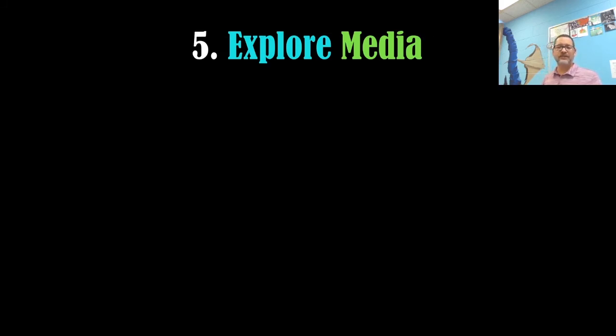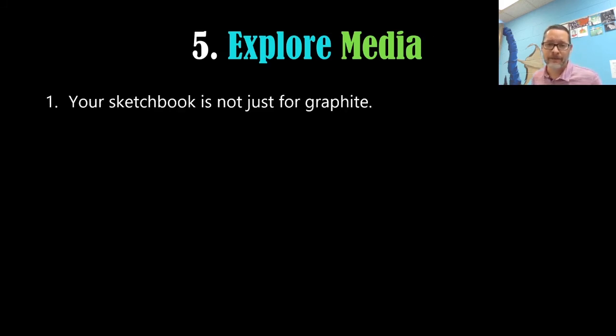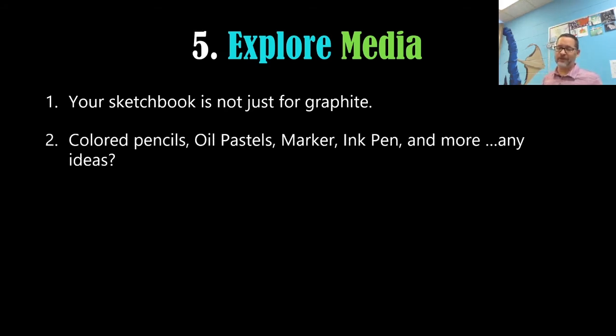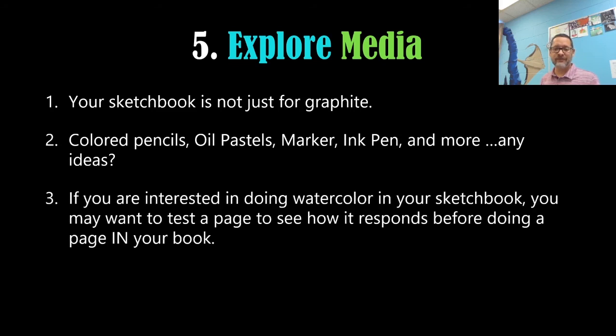Okay, last one is to explore different types of media. Your sketchbook's not just for graphite. Graphite is pencil. You can use it for colored pencils and oil pastels and markers and ink pens and anything else you can think of. If you want to do watercolor in your sketchbook, you're going to need to buy a little bit of a heavier paper for your sketchbook if you really want to get into that, because it does make your page wrinkle a little bit, so you need something heavy.